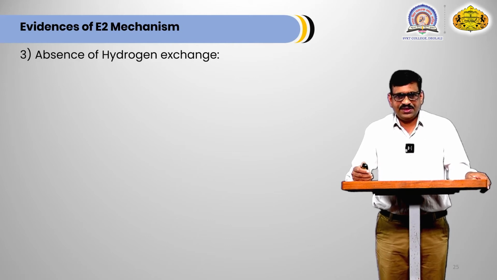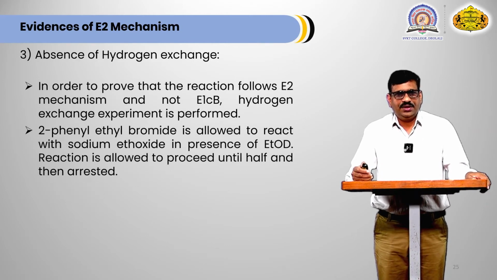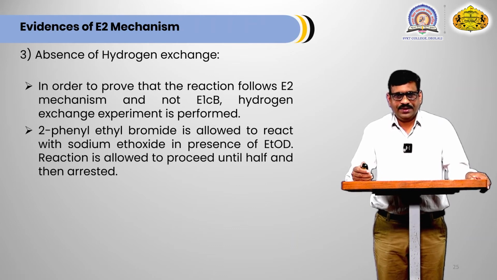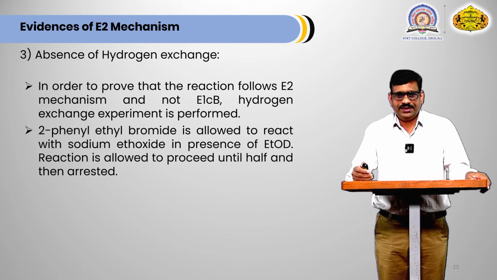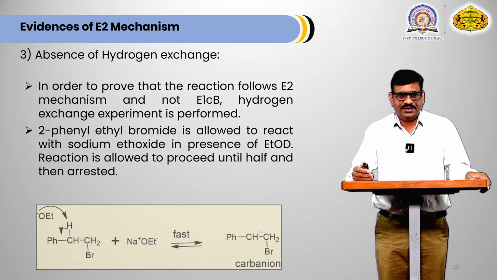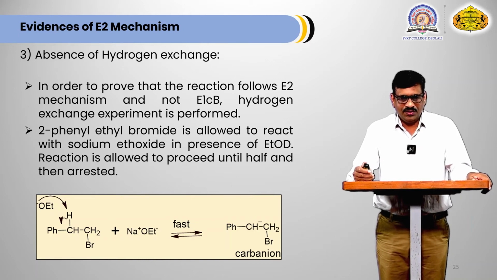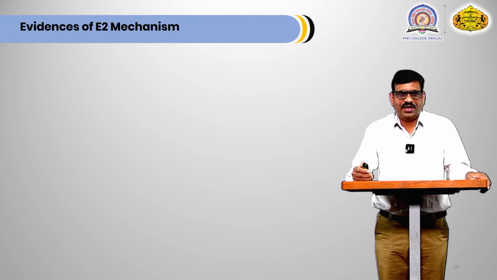Third evidence, absence of hydrogen exchange. In order to prove that the reaction follows the E2 mechanism and not E1CB, a hydrogen exchange experiment is carried out. For example, 2-phenyl ethyl bromide is allowed to react with sodium ethoxide in the presence of deuterated ethanol. The reaction is allowed to proceed until half and then arrested. This is the reaction in which the OEt group withdraws that proton and there is formation of a carbanion.